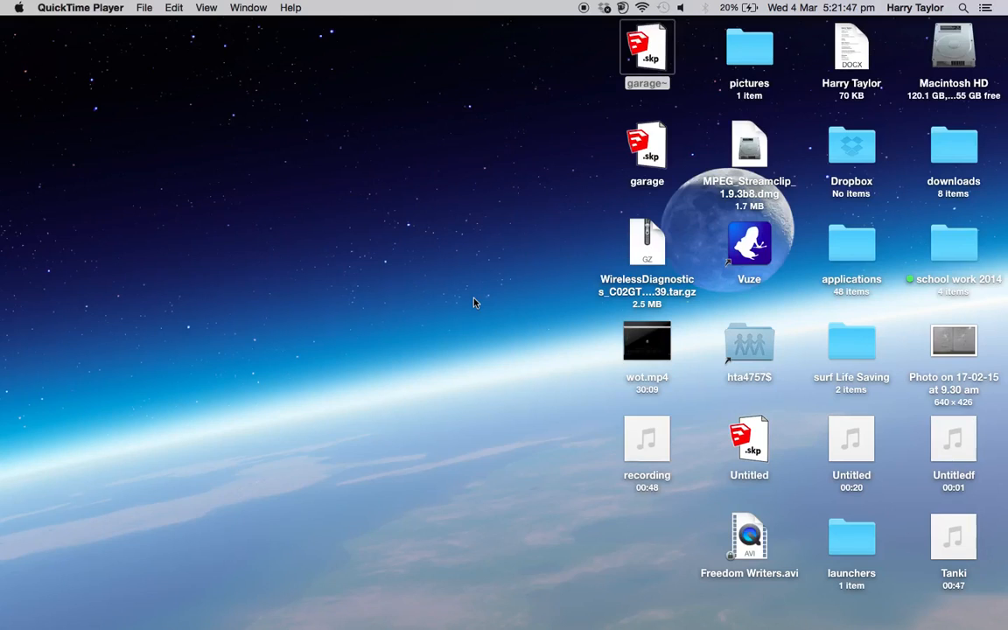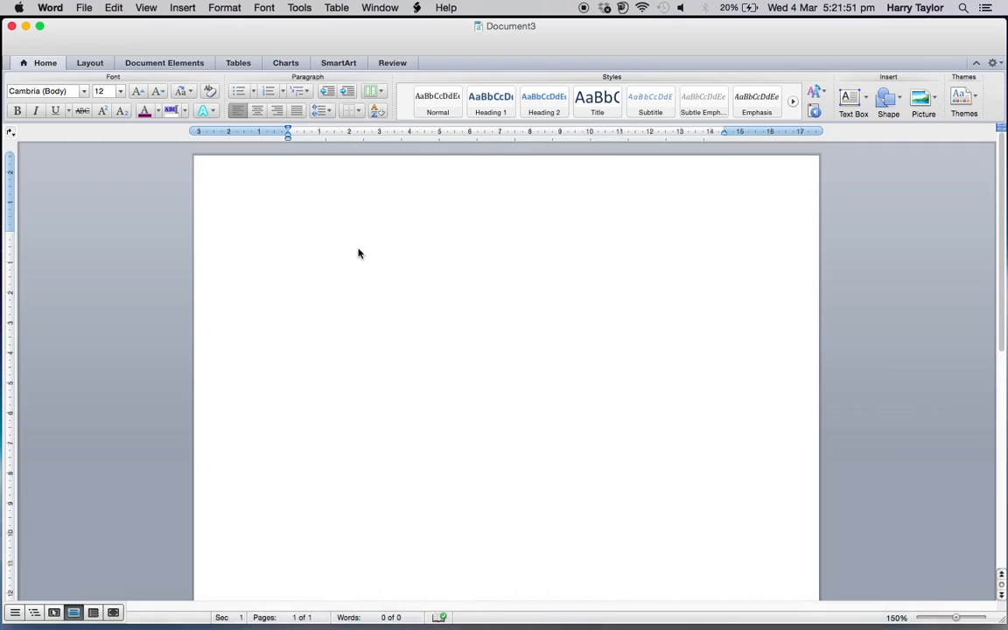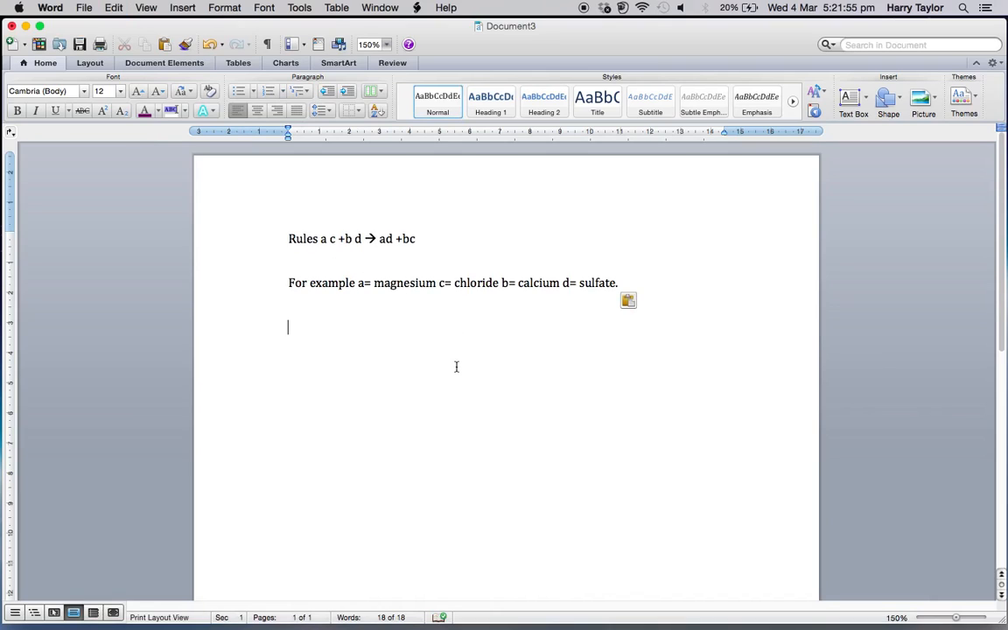I'm going to be showing you guys how to do a formula for chemistry. I'm just going to the document. Now I've cut the rule I've made. So if AC plus BD equals AD plus BC, for example, A equals magnesium and C equals chloride. So those are your two formulas.